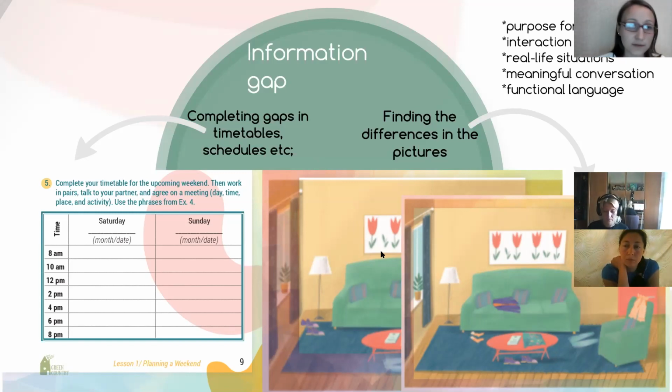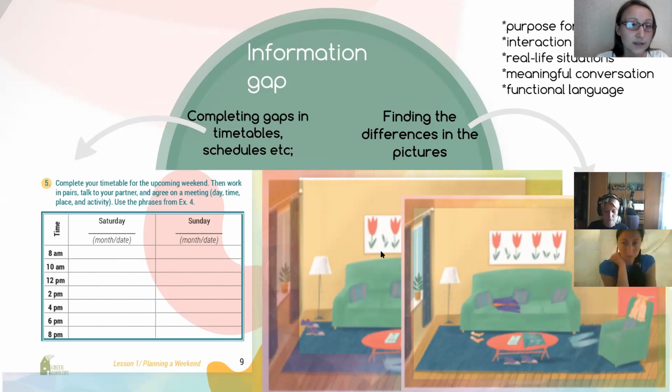Yeah, they have the purpose for speaking. The activity is quite personalized because it asks about their own plans. Then you can practice functional language on how to arrange a meeting. You can practice dates, months, activities, whatever.